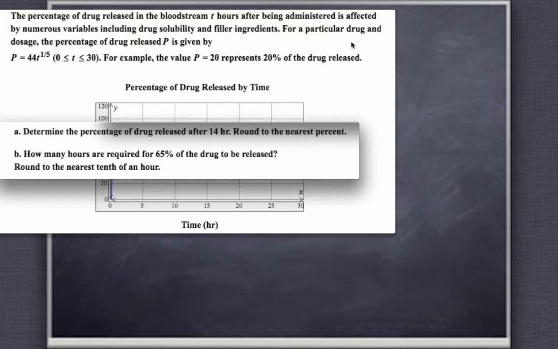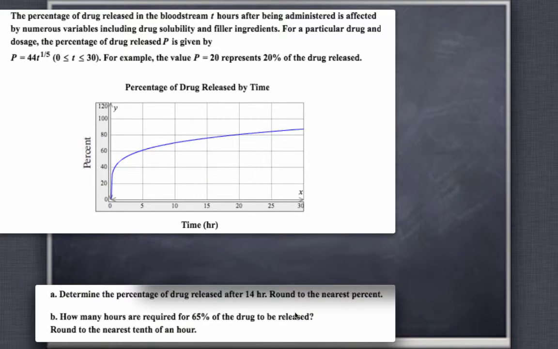Okay, the percentage of the drug released into the bloodstream, T hours after being administered, is affected by numerous variables, including drug solubility and filler ingredients. So we're assuming this fictional drug and dosage, and the percentage of the drug released is given by this value over the first 30 hours. Okay, so from 0 to 30, this represents. And there you can see what the graph is.